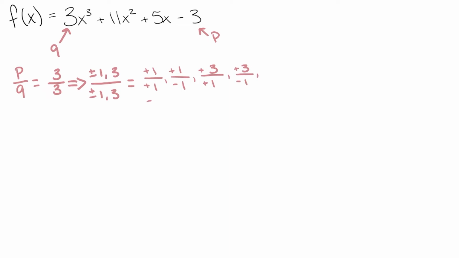Then we have positive 1 over positive 3 and positive 1 over negative 3. So skipping some of those extra factors, we know all of our possible rational roots are going to be positive 1, negative 1, positive 3, negative 3, positive 1/3, and negative 1/3. So now let's work down the list and see what our potential x value is, starting with x equals 1. So we'll set up 1 and set up our synthetic division.